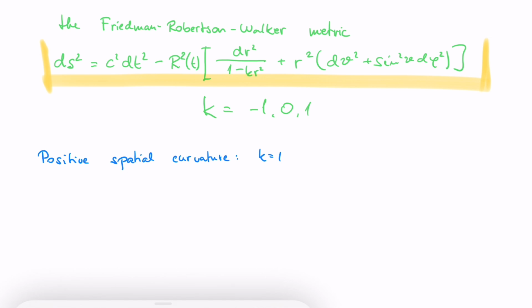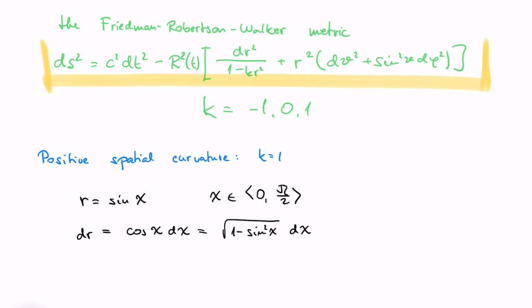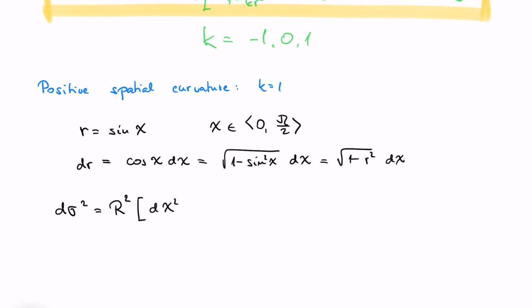Remember that r is a radial coordinate. It is not really the distance from the center. So in this case, it is convenient to replace it with a sine of some angle. And then dr is this. If we only take the spatial part of the metric, then the line element is this. Let us understand what this means. I'm going to claim that this is a specific hypersurface if it is embedded in a four-dimensional Euclidean space.